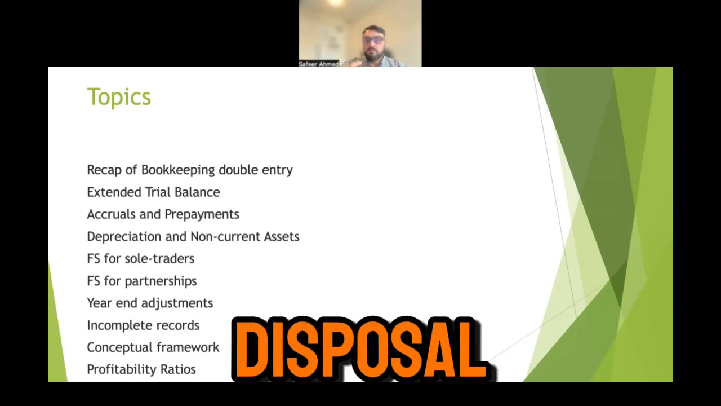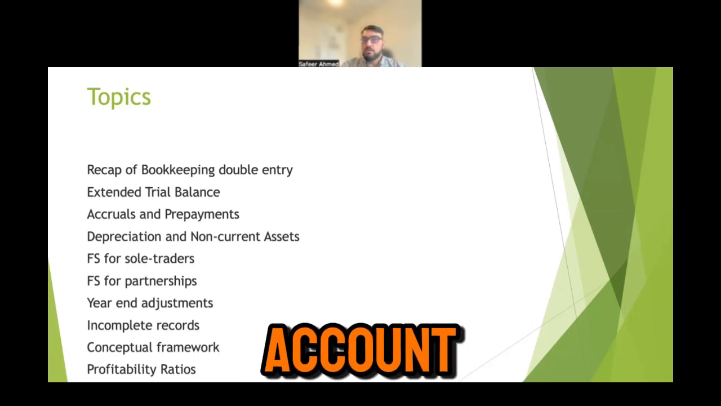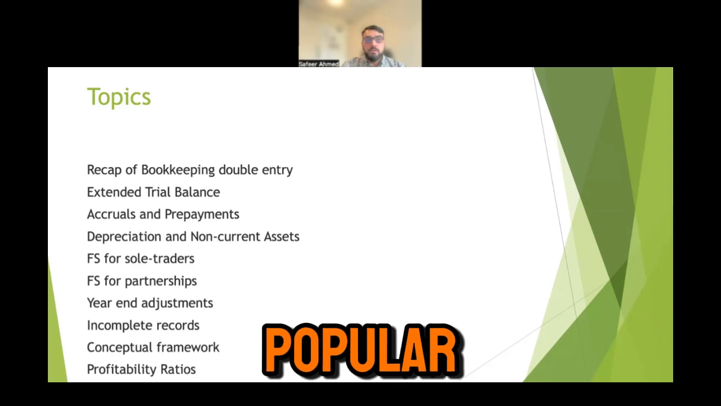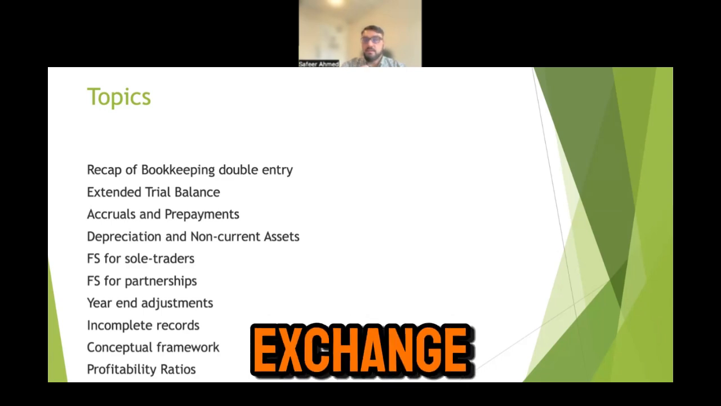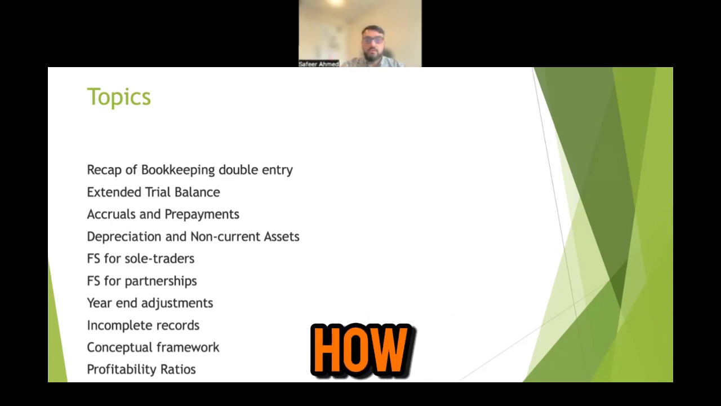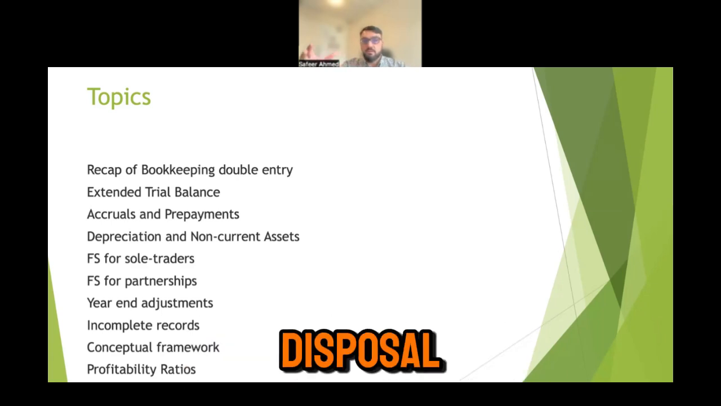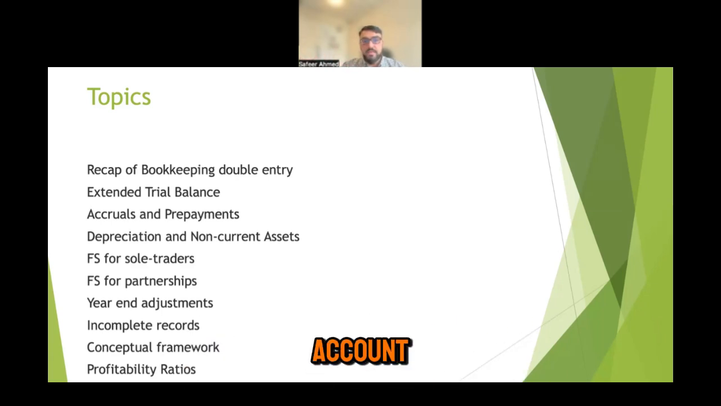And in terms of disposal, again, the disposal account is quite popular in the exam, it does come up quite often, especially taking into consideration part exchange transactions. So if an old asset is partly exchanged with a new asset, how do you incorporate that as part of the disposal account or asset at cost account? So absolutely important, that topic.